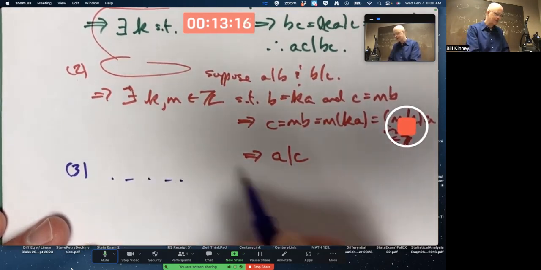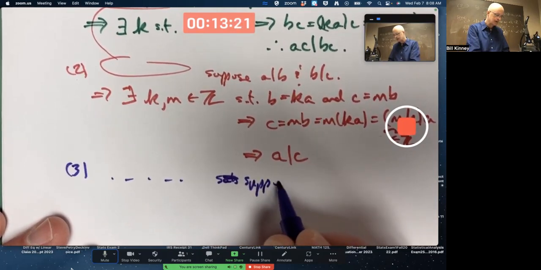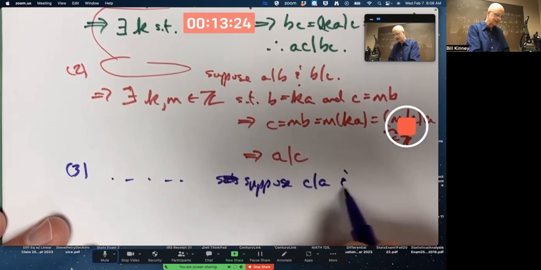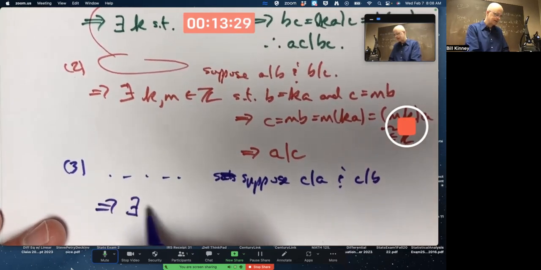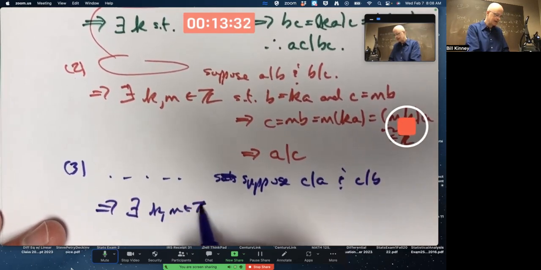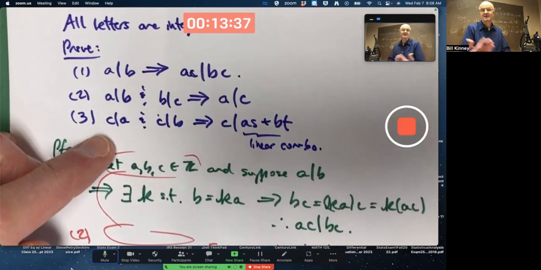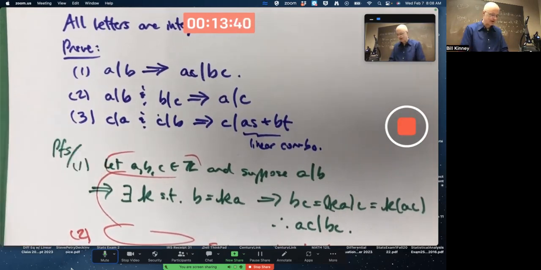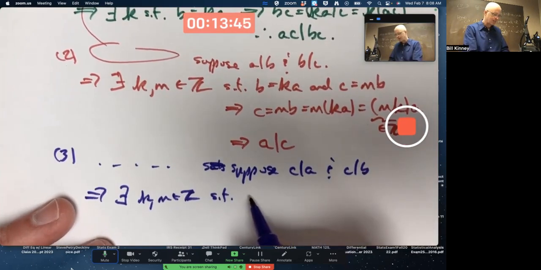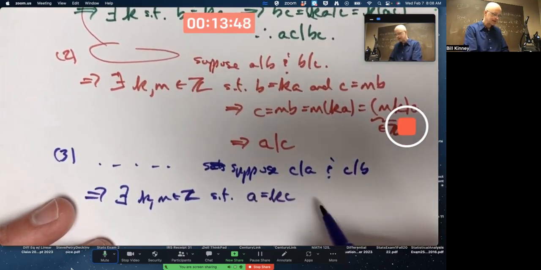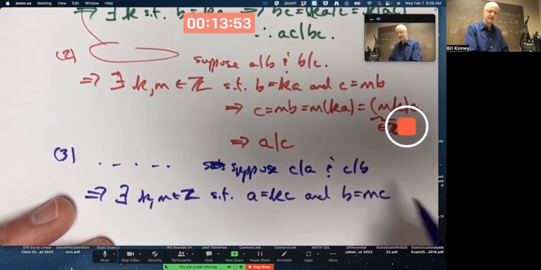So again, same kind of stuff at first, and then suppose C divides A and C divides B. So again, there exist K and M in the integers such that, I mean, the roles of the letters in property 3 are switched around a bit from property 2, so you've got to be careful. C is dividing A, so A is, say, K times C, and C divides B, so B is M times C.